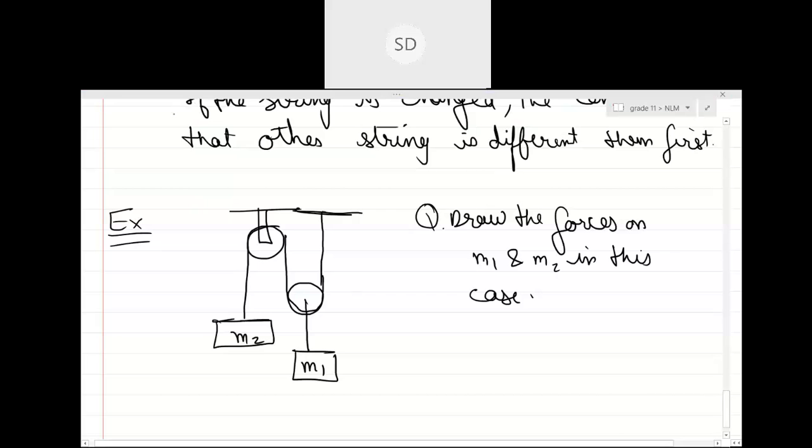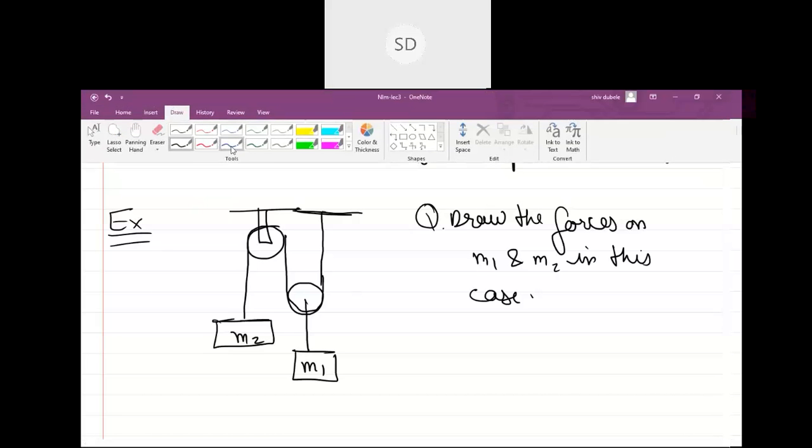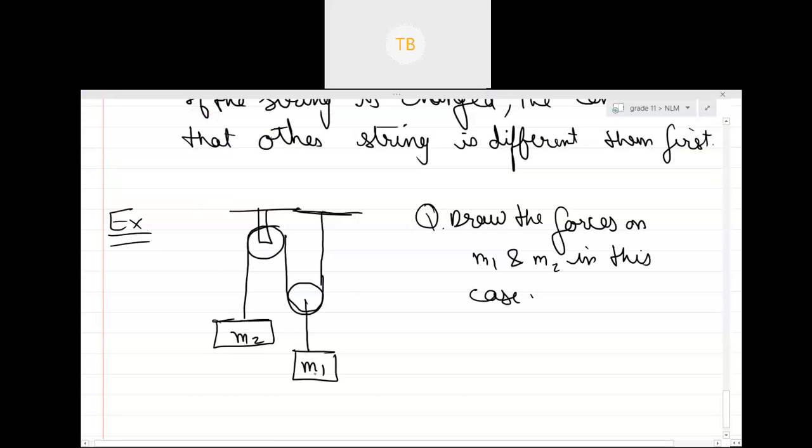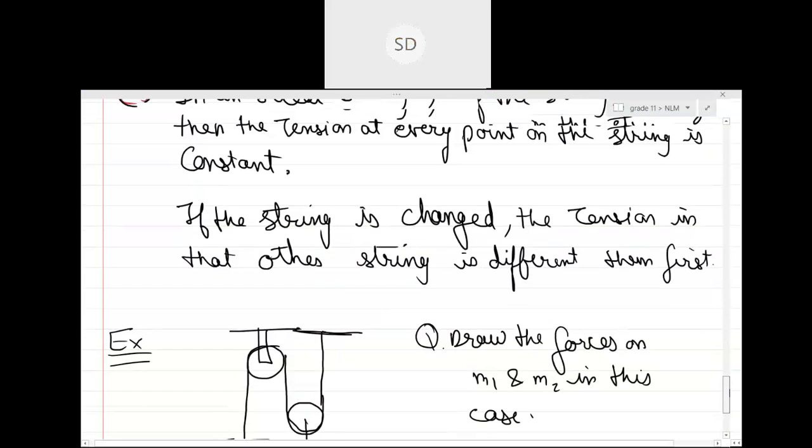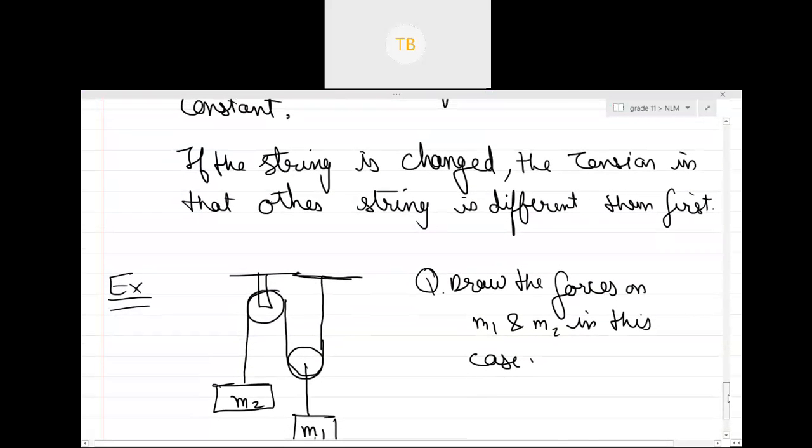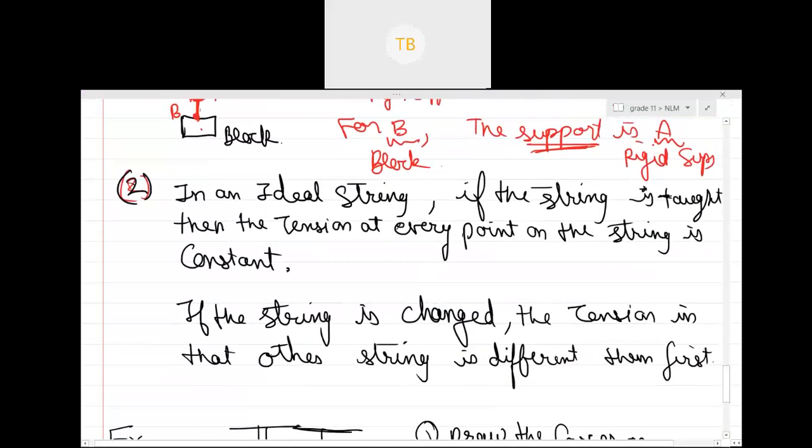So how many forces are acting on this block? Scroll up first, so I can write for you. Yes, guys, please draw the forces.